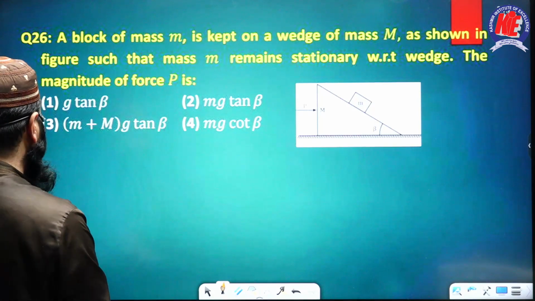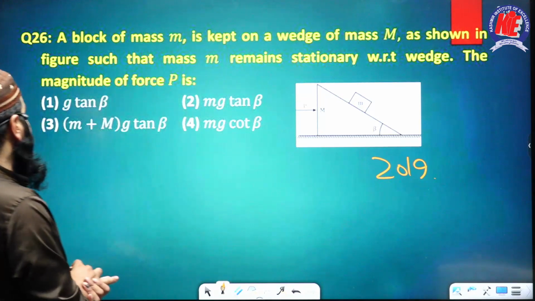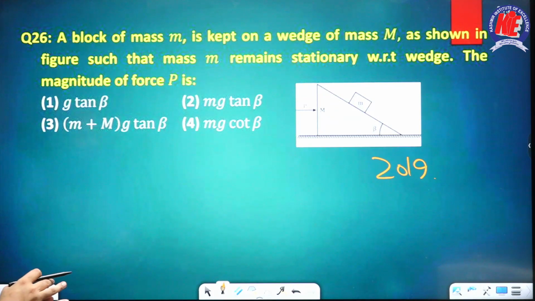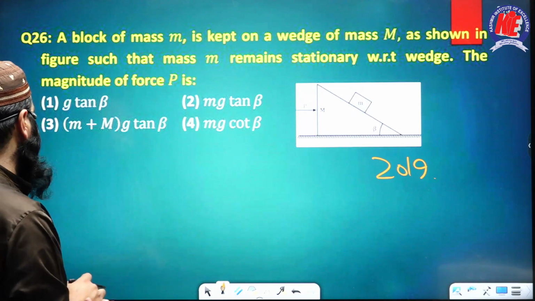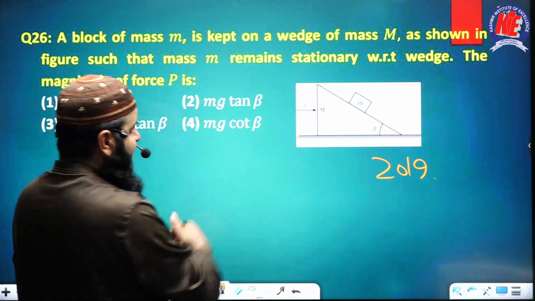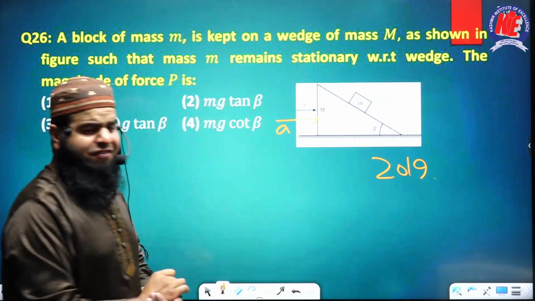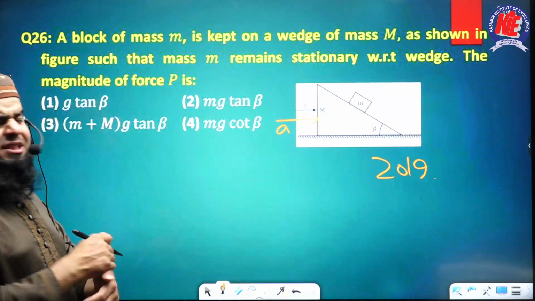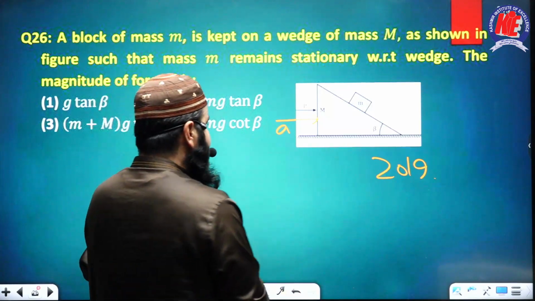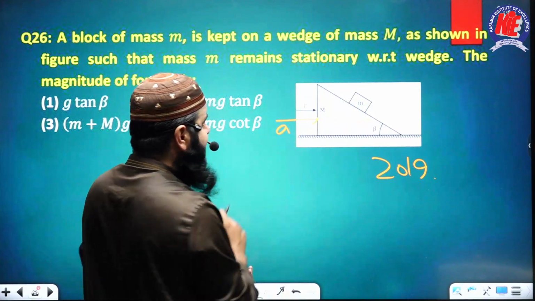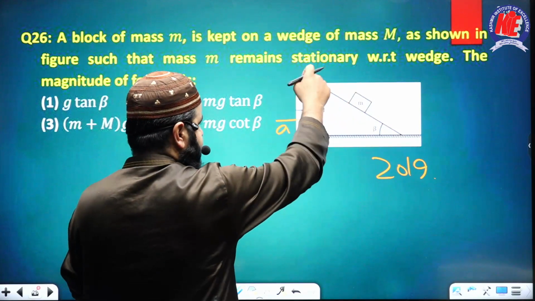Asked question है बेटा, I guess NEET 2019 or 2018. Okay. A block of mass m is kept on a wedge of mass capital M as shown in the figure such that mass m remains stationary with respect to the wedge. The magnitude of the force P... But force से पहले we can easily talk in terms of the acceleration. हमें एक famous question मिलता है previous year papers में या तकरीबन हर एक बुक ने इसको दिया होगा और हर एक टीचर ने डिस्कस भी किया होगा definitely, what's the relation between a and theta, or a and angle of inclination, such that the block will remain stationary with respect to the wedge.